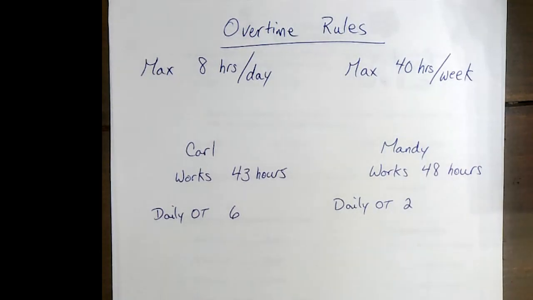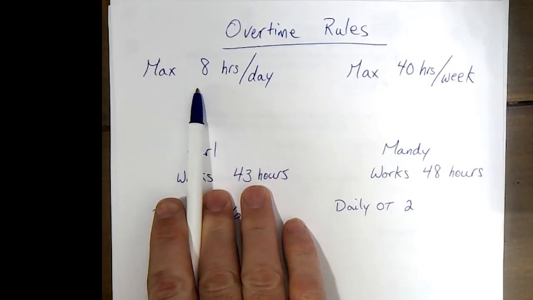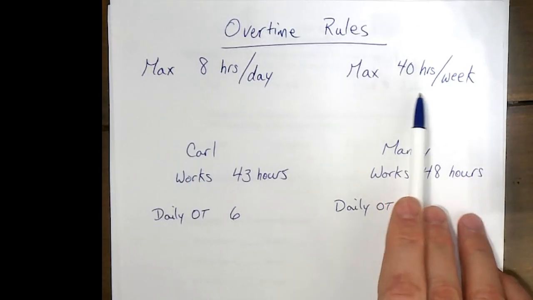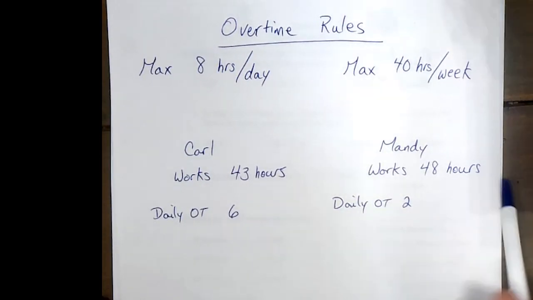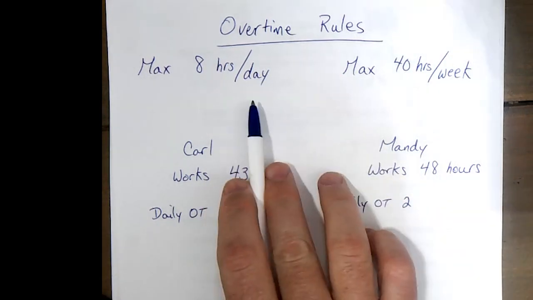Overtime rules are a little tricky. And part of the problem is we have two rules in Canada. We can work a maximum of 8 hours in one day or 40 hours in 1 week. And the problem is, depending on which one we use, we get different answers. So the number one thing to remember is we always want to get the most money for the employee. So whichever one has more OT, we use that rule.